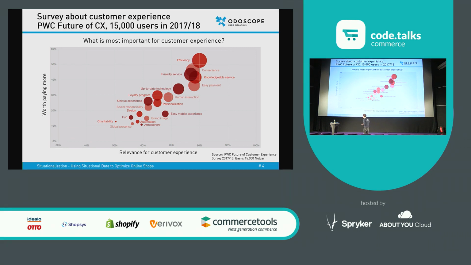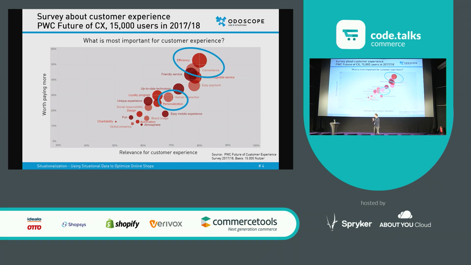And the interesting thing is, personalization is somewhere in the midfield. People don't want to be named like, hey Ralph, nice that you're back again, and this is our recommendation based on your past buyings, or your buying history. But in the upper right, where people really want to pay more, is convenience and efficiency.